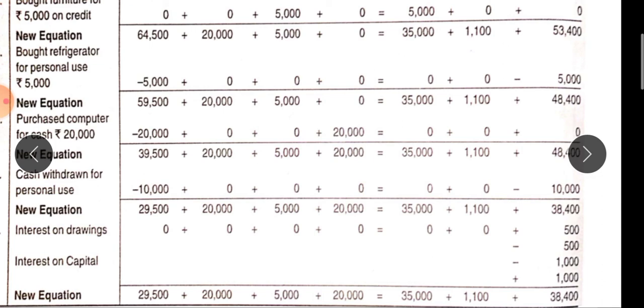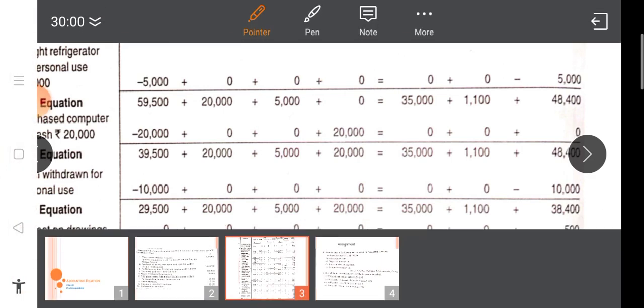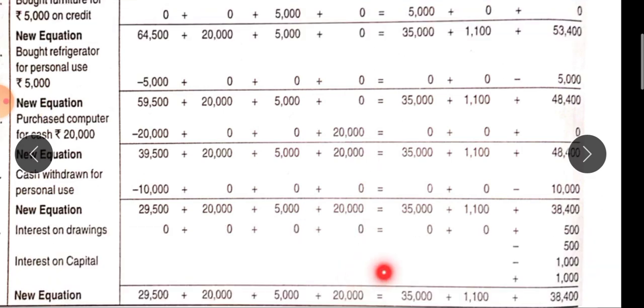Don't have in your mind that it should not be recorded or that I can ignore recording this transaction. You have to record it. The amount will be added and the amount will be deducted from capital. See, at the end capital remains unchanged, 38,400. Now all of you check the new equation. Cash 29,500, stock 20,000, furniture 5,000, computer 20,000, creditors 35,000, outstanding expenses 1,100, and capital is 38,400 rupees.